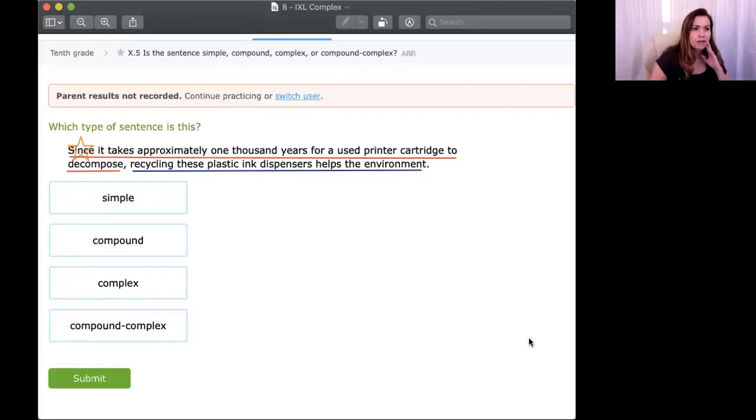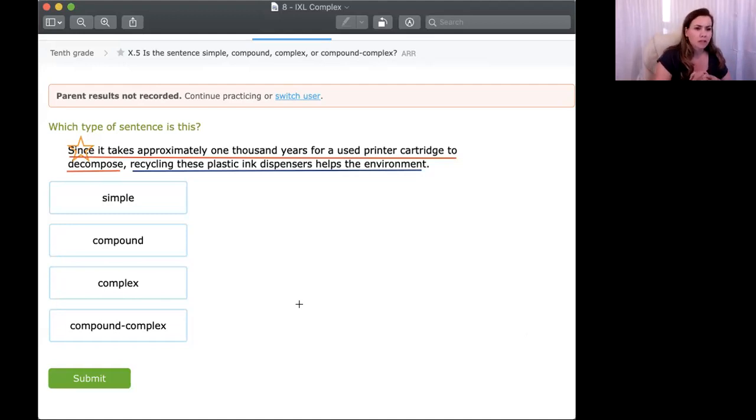Okay, the next example we're going to look at is from the 10th grade, X.5, with the same title: is the sentence simple, compound, complex, or compound-complex? Again, every grade level is going to have this set of questions all lumped together, I guess is the best word. All right, so first we're going to read the whole sentence and then we'll go back and look at the annotating that I did.